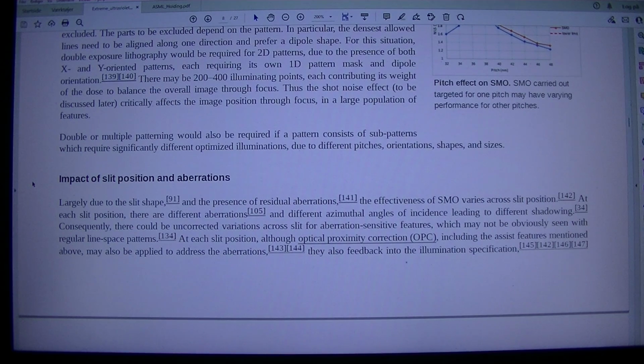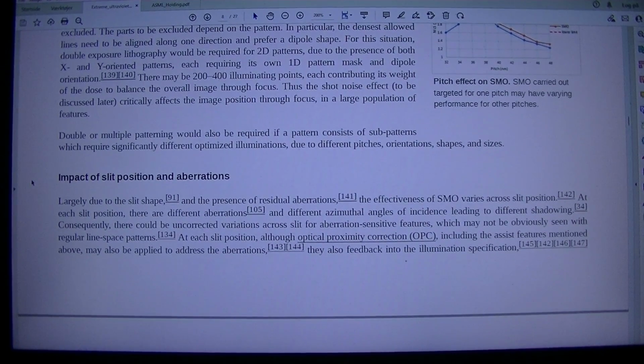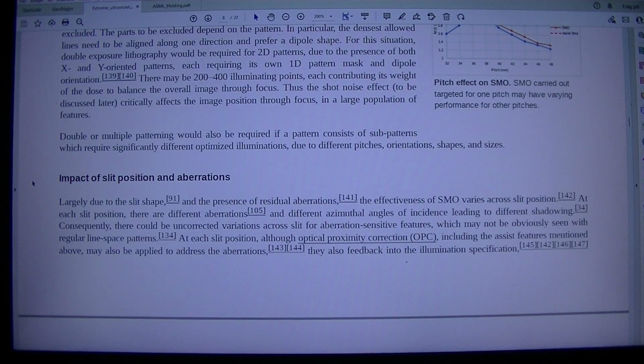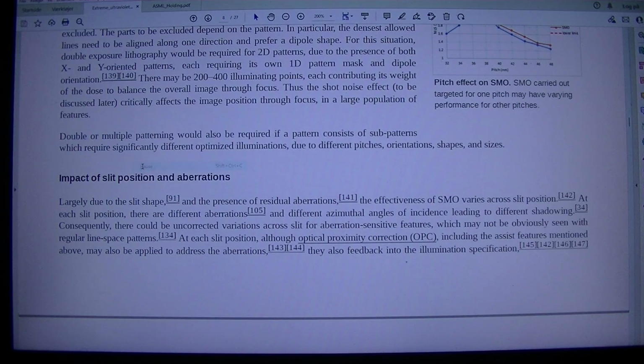Impact of slit position and aberrations. Largely due to the slit shape, 91, and the presence of residual aberrations, 141, the effectiveness of SMO varies across slit position. 142. At each slit position, there are different aberrations, 105, and different azimuthal angles of incidence leading to different shadowing. 34. Consequently, there could be uncorrected variations across the slit for aberration-sensitive patterns.